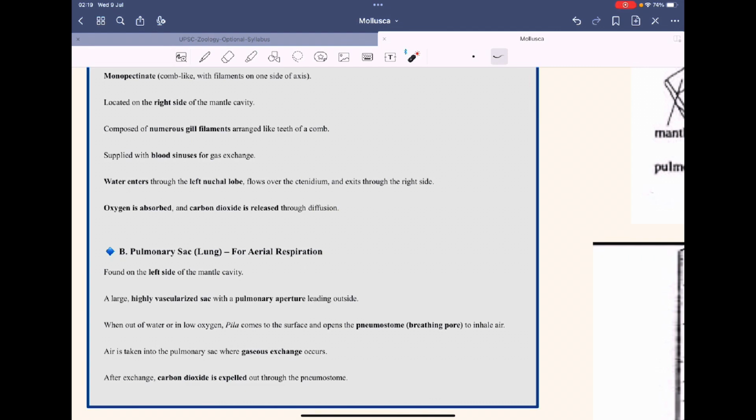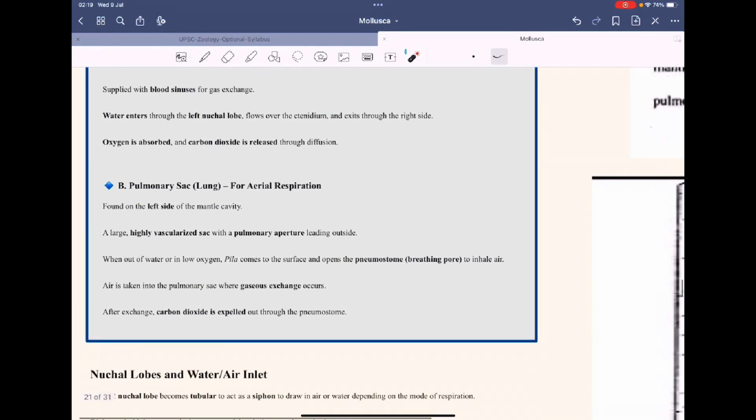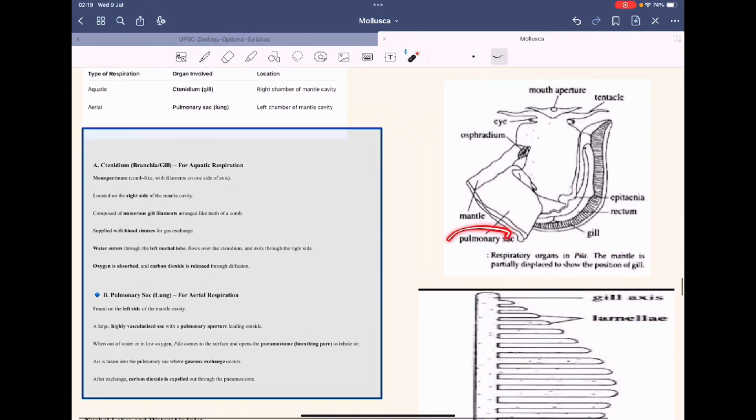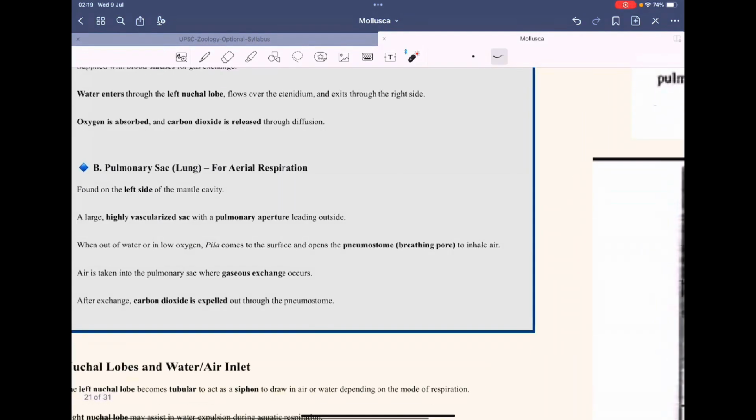The water will enter through the left nuchal lobe, and it will flow over the ctenidium. It will exit through the right side, and the oxygen is absorbed and carbon dioxide is released through diffusion. And the pulmonary sac is on the left side of the cavity, with a highly vascularized pulmonary aperture. Here we saw the pulmonary sac, it's highly vascularized.